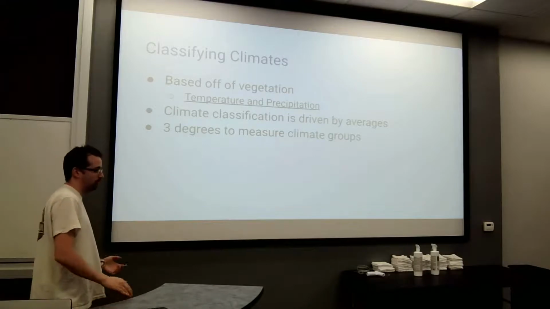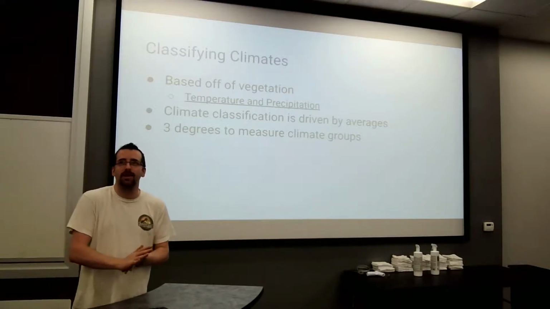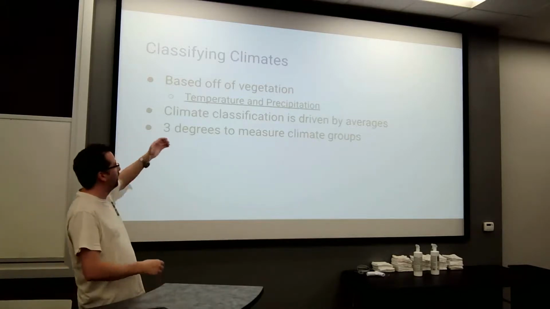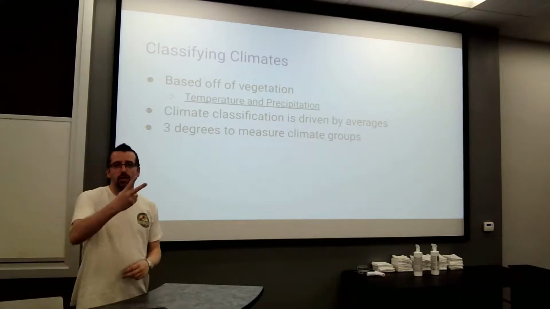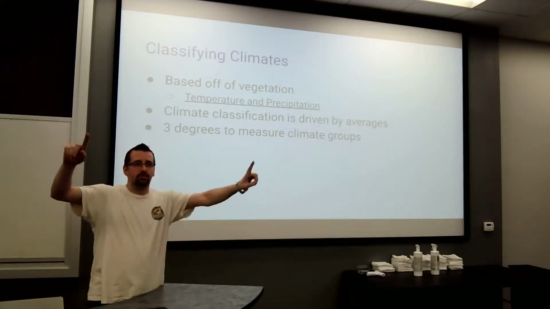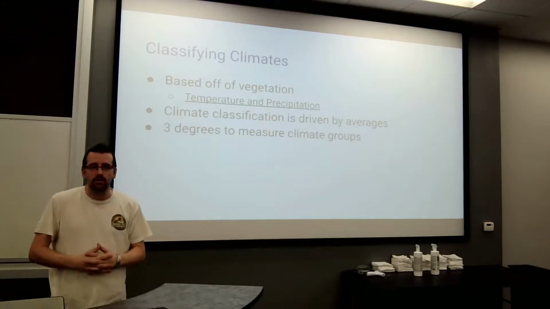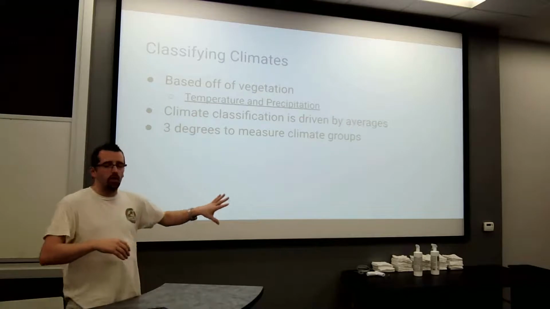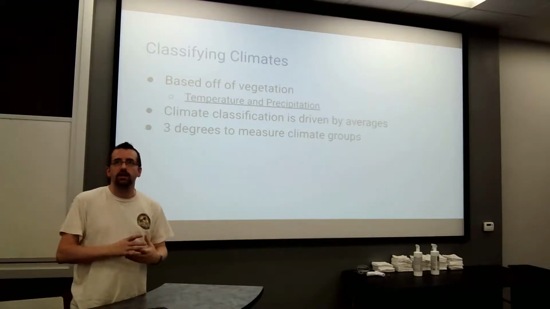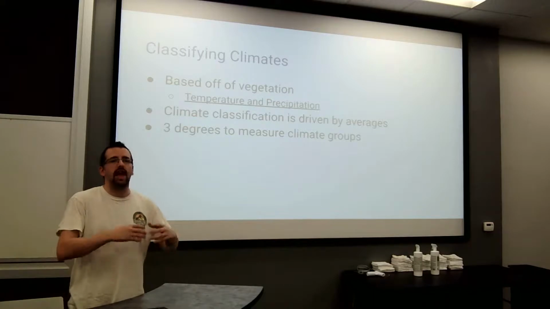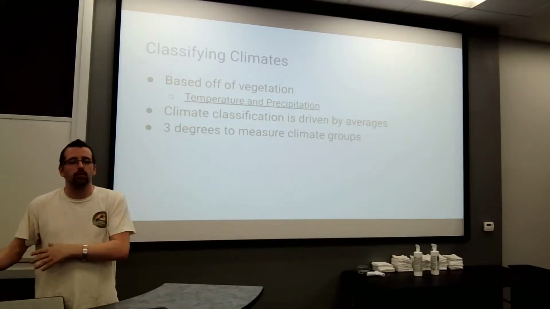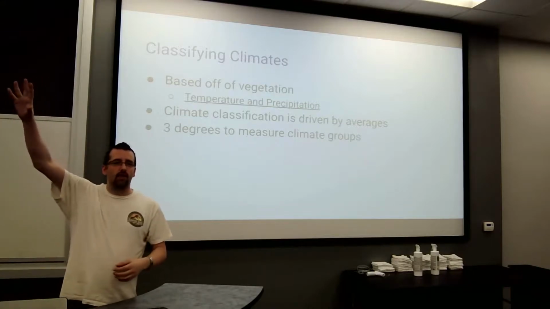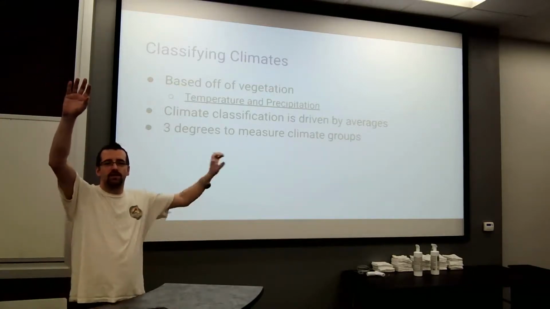All right, so when we talk about climographs, we're talking about classifying climate. And we are doing a lot of this based off of vegetation, as you can see here. And how do we measure that? Well, through two ways: temperature and precipitation. Usually this is done through measuring these two things over a period of time. And as it says, it is driven by averages. So we take the average over years and years and years to handle climate, because remember, weather is what's happening outside right now. Climate is what happened outside for the last 50 years.